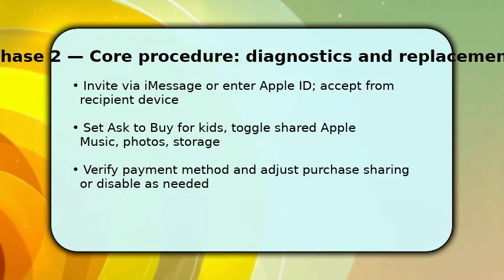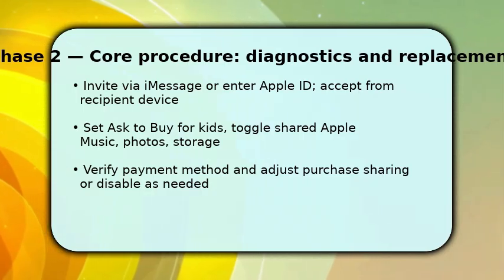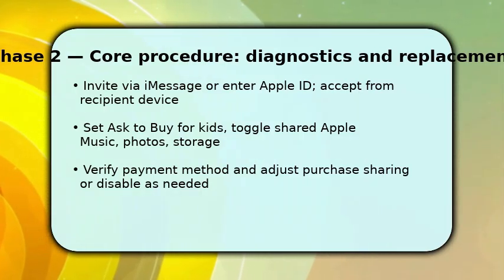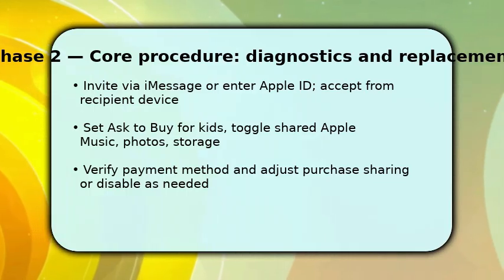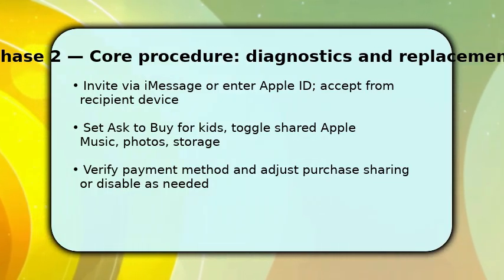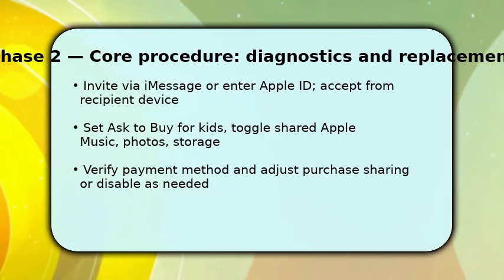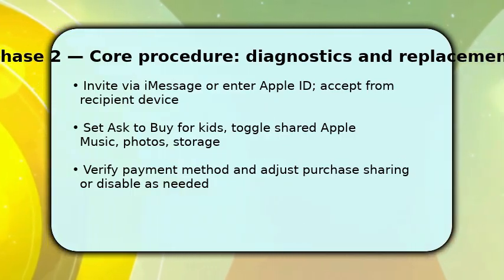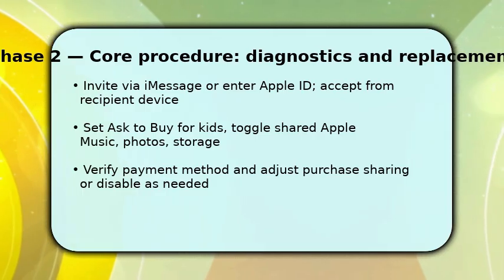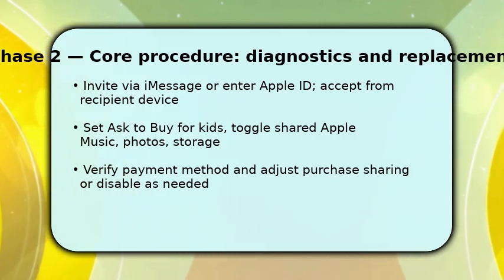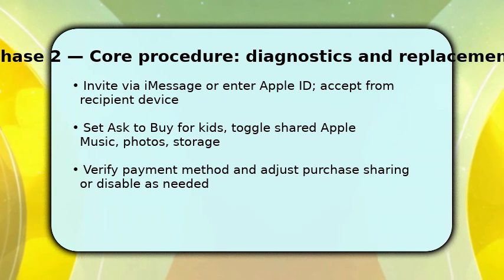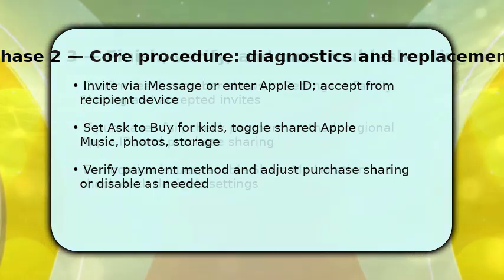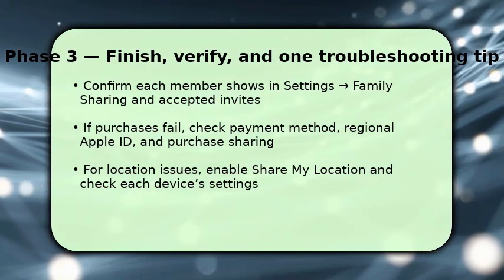Make sure to set Ask to Buy for children so purchases need approval. Enable or disable shared Apple Music, iCloud storage, and shared photo albums according to needs. Also check the family payment method. Once linked, purchases route through the organizer, so adjust purchase sharing if you want limits. You finish by verifying every member appears under Settings, Family Sharing, and that invites are accepted.